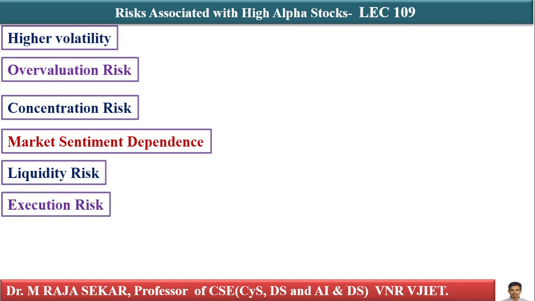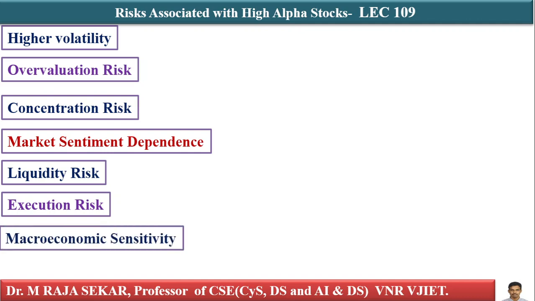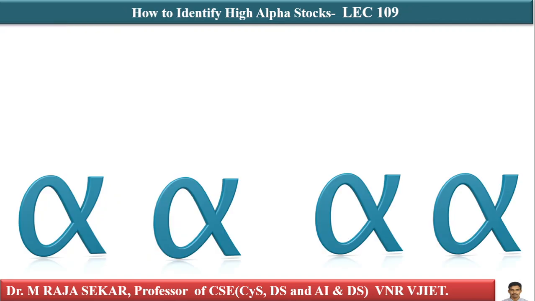Execution risk. These stocks often rely on companies delivering exceptional earnings, product launches, and growth milestones. Any misstep by management can severely impact the stock price. Macroeconomic sensitivity. High growth, high alpha stocks are more sensitive to interest rates, inflation, and other major factors. For instance, rising interest rates can hurt valuations of growth-oriented high alpha stocks. Short-term focus. High alpha plays can lead investors to focus on short-term gains, ignoring long-term stability or fundamentals.